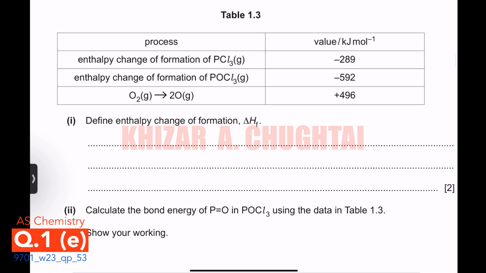In this table, enthalpy of formation of PCl3 is given. Enthalpy of formation of POCl3 is also given, and this time when O2 is going to break into 2 mole of atoms, then the answer is given, that is said to be enthalpy of atomization of oxygen. Enthalpy of 2 mole of atomization of oxygen.